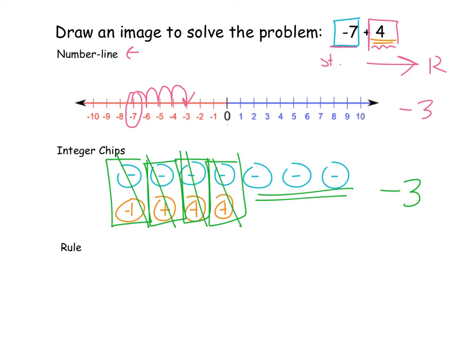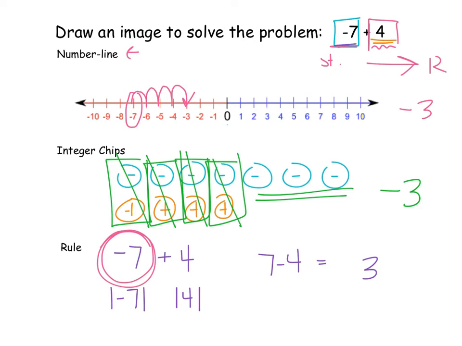And then finally, if we use the rule, when we have different signs, so we have a -7 and a +4, remember, I said we take the absolute value of both numbers, so the absolute value of -7 and the absolute value of 4, well, that's 7 and 4. We're going to subtract them, which is 3. But then we take the sign of the number further from 0.